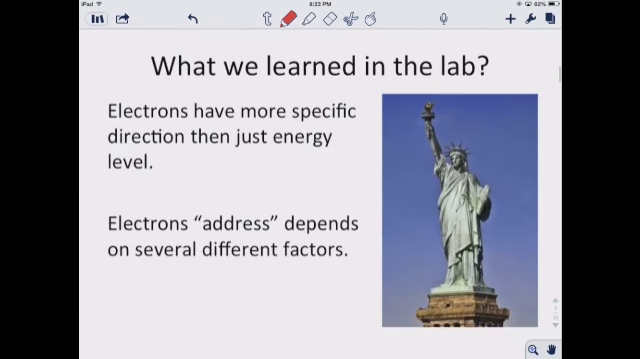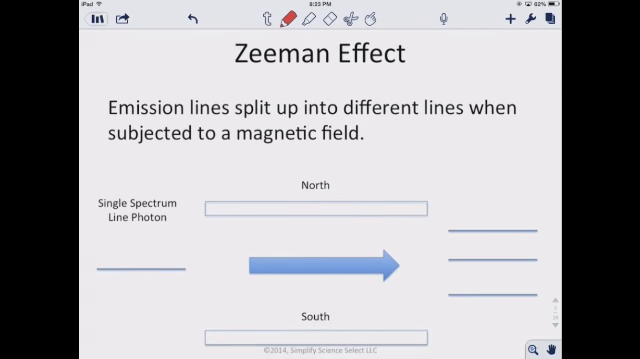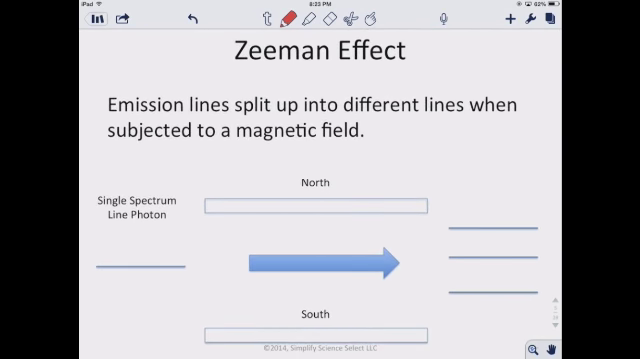What we learned in the lab is that electrons have a more specific direction than just levels. So we know that it's not just an energy level; the address of the electrons depends on several different factors. What we're trying to do here is look at the address of the electrons. The first thing we're going to look at is something we call the Zeeman Effect.